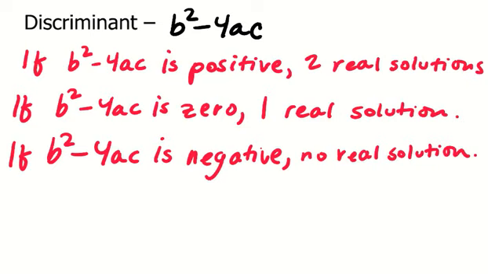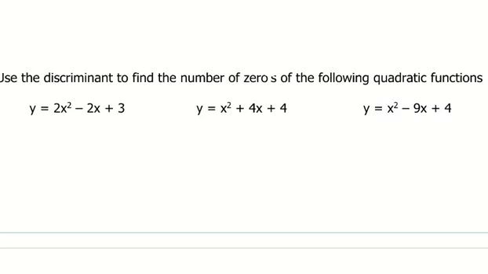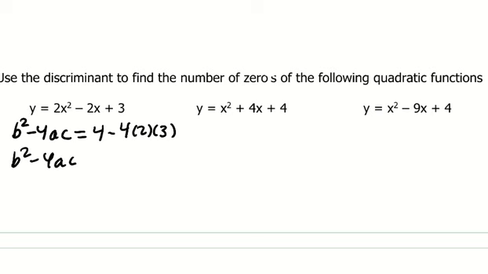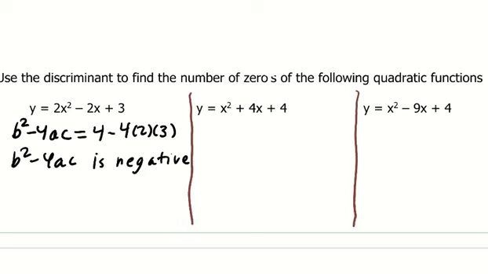Okay? So, looking at these next problems, on the quiz next time, one of the first questions asked is, how many solutions are there to this equation? So what we do is we check b squared minus 4ac. That is 4 minus 4 times 2 times 3. That's negative. And therefore, there's no real solution.